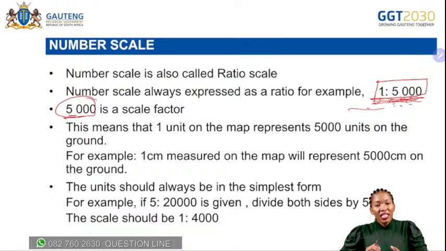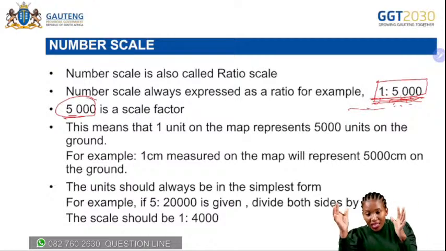So when you work with your scale, it must always be in the unit form. The unit form is simplified to an extent that it cannot be simplified any further. And then always leave it as 1 is to something or something is to 1. That is the unit form that we are talking about.